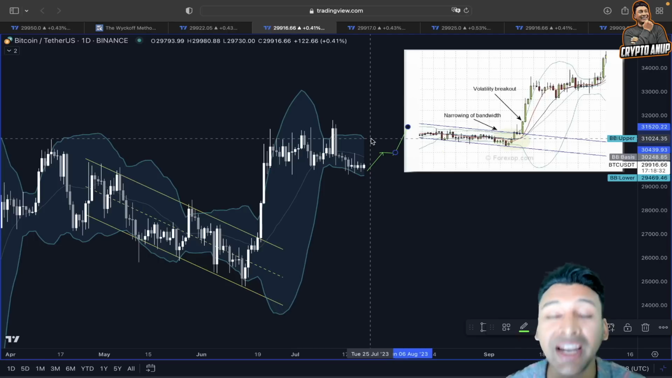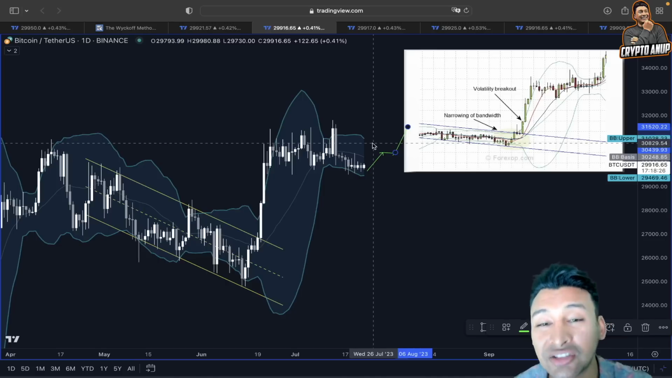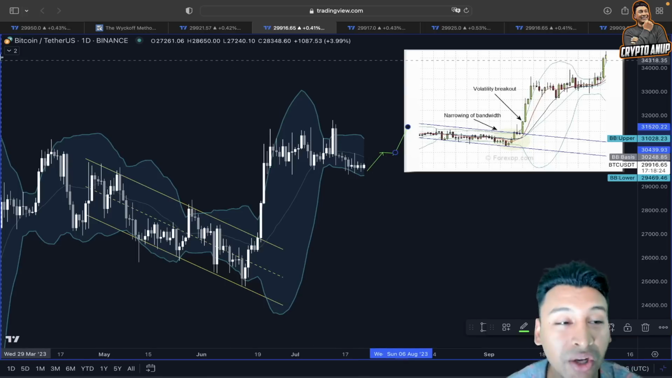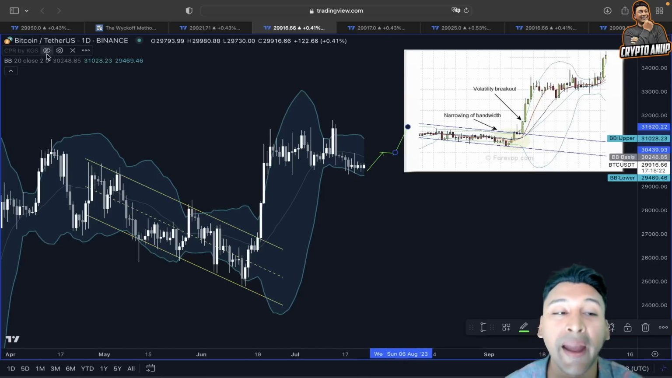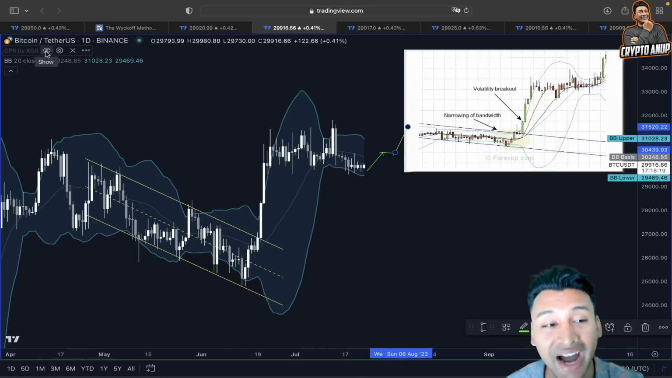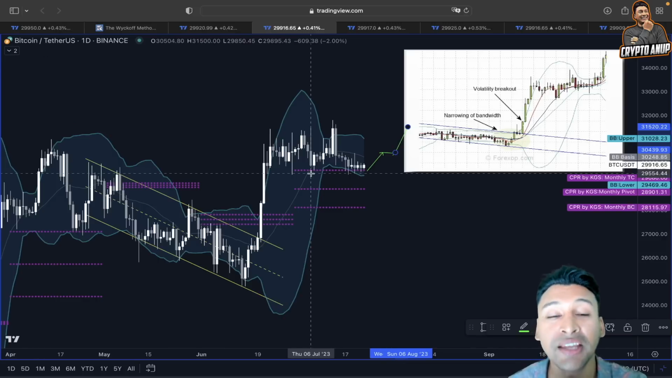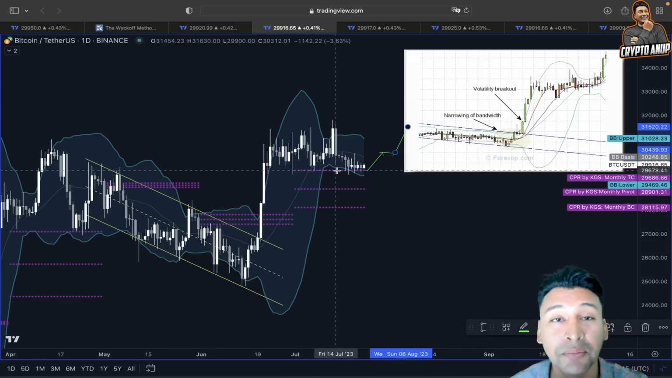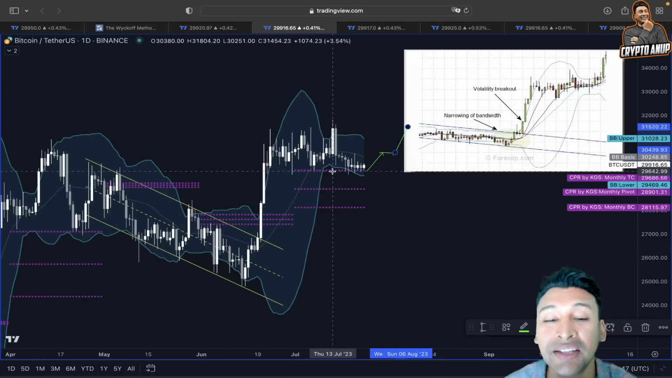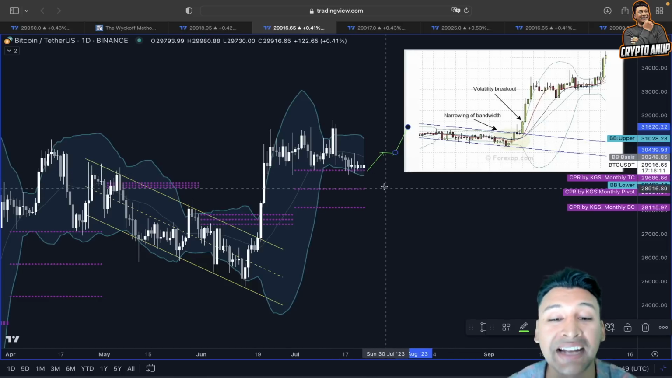But we are more than happy, guys, to see the price of Bitcoin hovering between 28 to 30,000, because we know as long as we remain above that range, we could be preparing ourselves for a new impulsive movement. And even if I add this CPR indicator, this monthly central pivot range indicator is going to be acting as additional support.